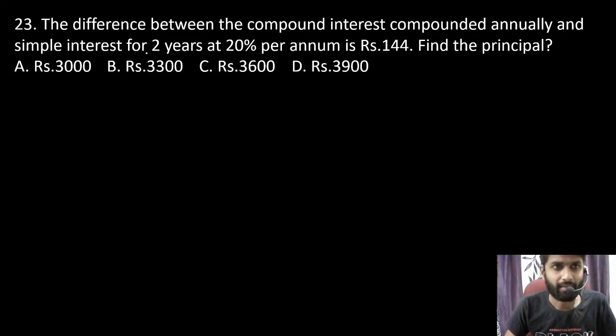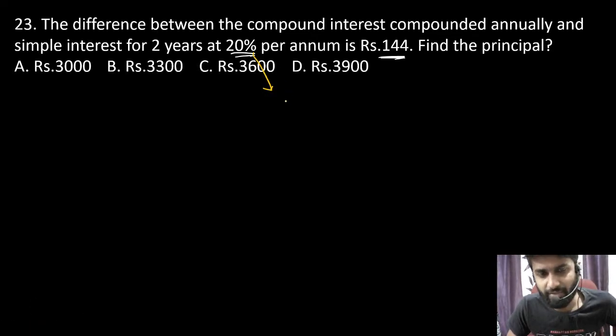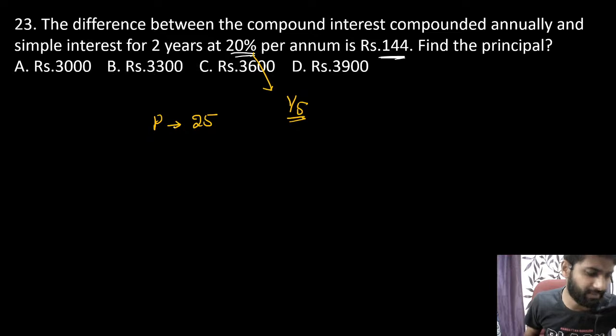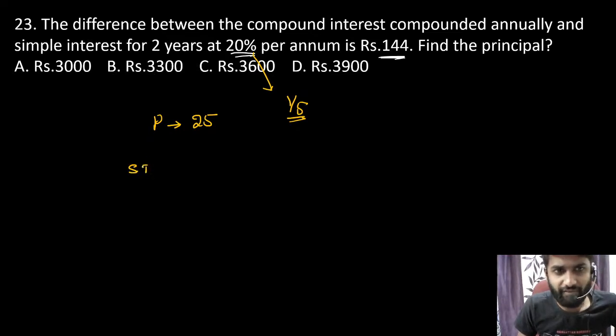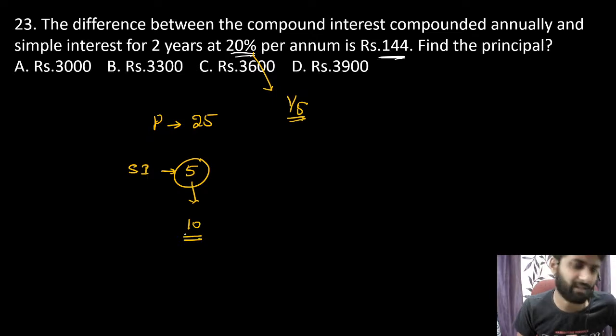Next question, John. The difference between the compound interest and simple interest for 2 years at 20% per annum is equal to 144. Find the principal. Now 20% becomes 1 by 5. It is 2 years. Assume 25 rupees as the principal. Simple interest is 1 by 5th of 25, which is 5 rupees for 1 year, and for 2 years exactly 10 rupees.